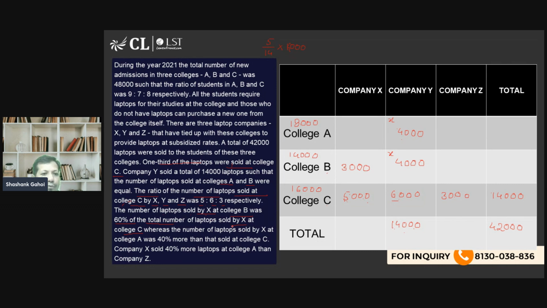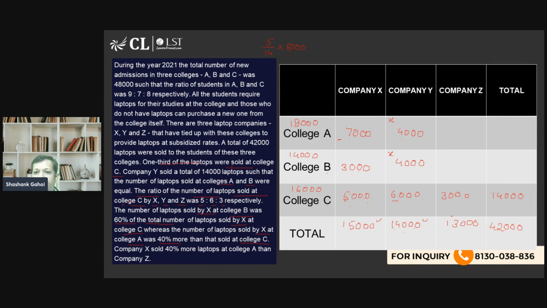Now what are we going to get? The number of laptops sold by X at college A was 40% more than that sold at C. So C is 5,000, 3,000 is B, and this value is 40% more than C. 40% of 5,000 is 2,000. So this value comes out to be 7,000. So 7,000, 3,000, 10,000, and 10,000 plus 5,000 is 15,000. So this comes out to be 15,000. This comes out to be 14,000. So this comes out to be 13,000.